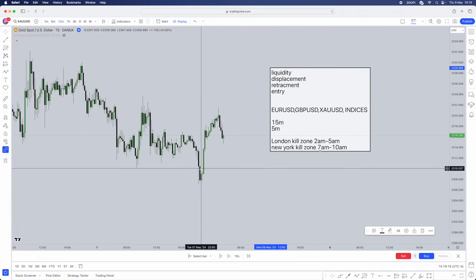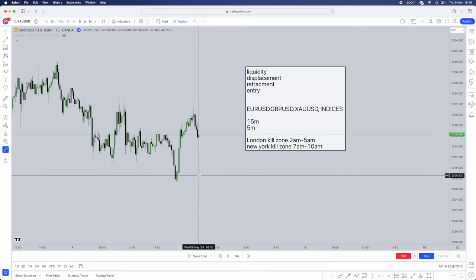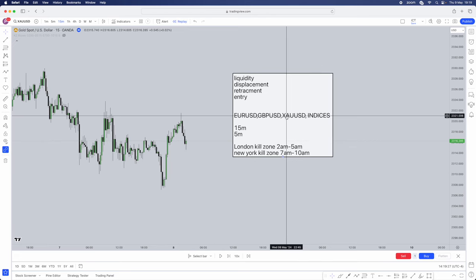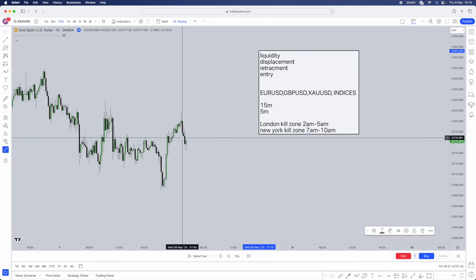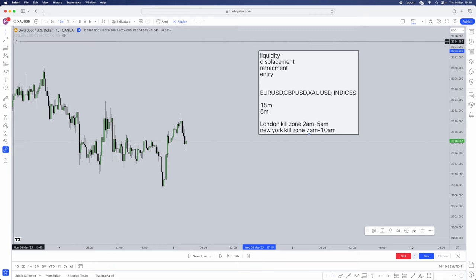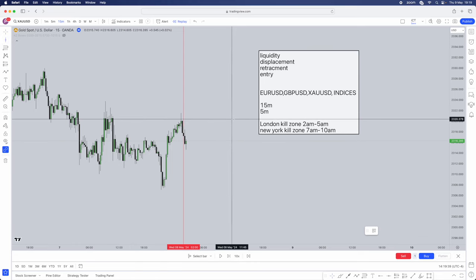Okay, first things first, it was a Wednesday night, okay? So we're trading the London kill zone. London kill zone is 2 a.m., right? So just for example's sake for you guys, I'm going to mark out 2 a.m. till about 10 a.m.